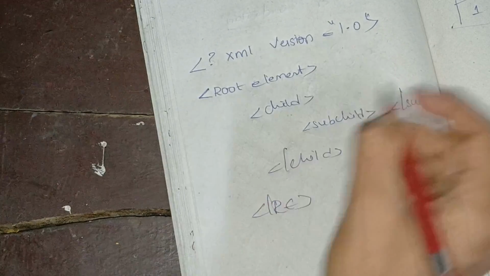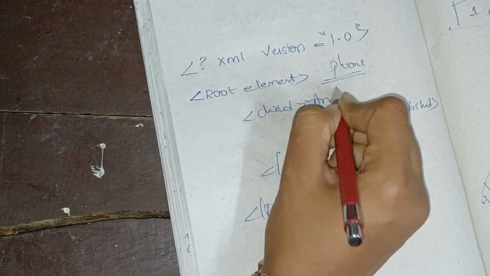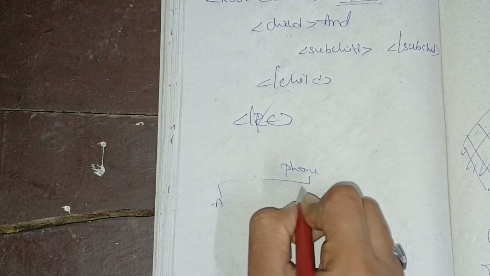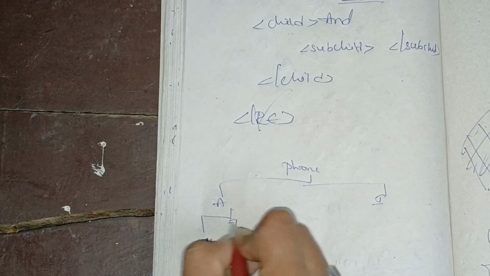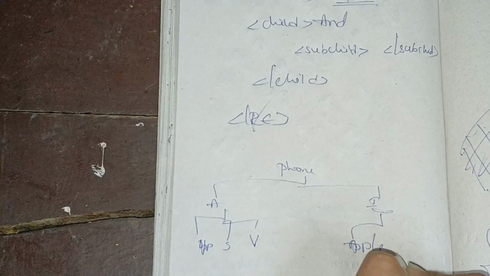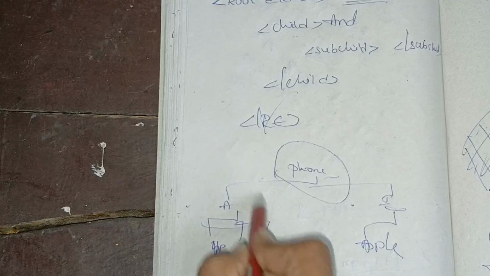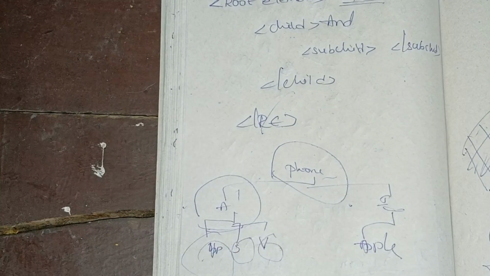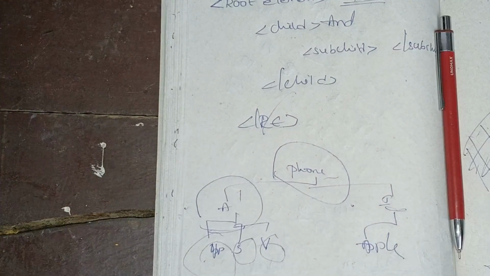See an example: if you are finding phones, in phones you will have Android and iPhone. In Android you will have Oppo, Samsung, Vivo, like that. In iPhone you will have Apple. So if you click on the root element, it will show the child elements. If you click on a child element, you will see the subchild elements. So XML is a tree based structure, no? Like that you need to remember for today's examination.